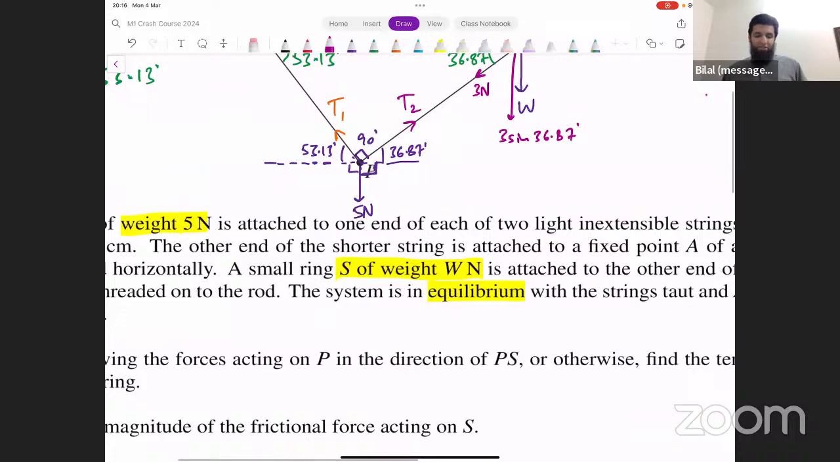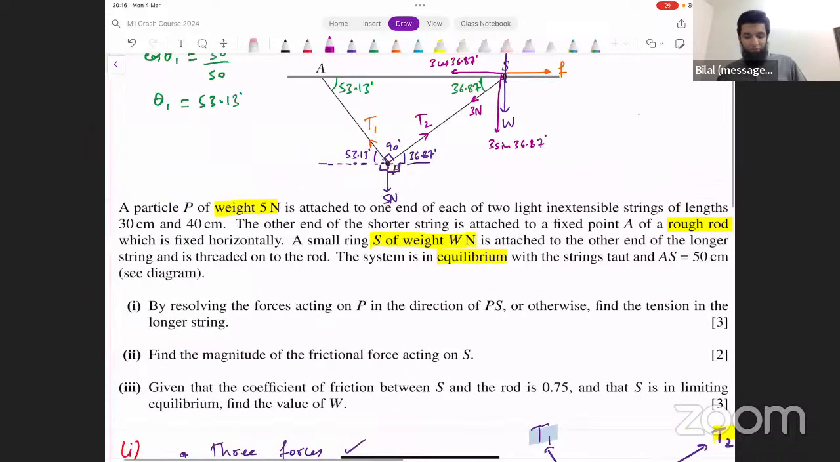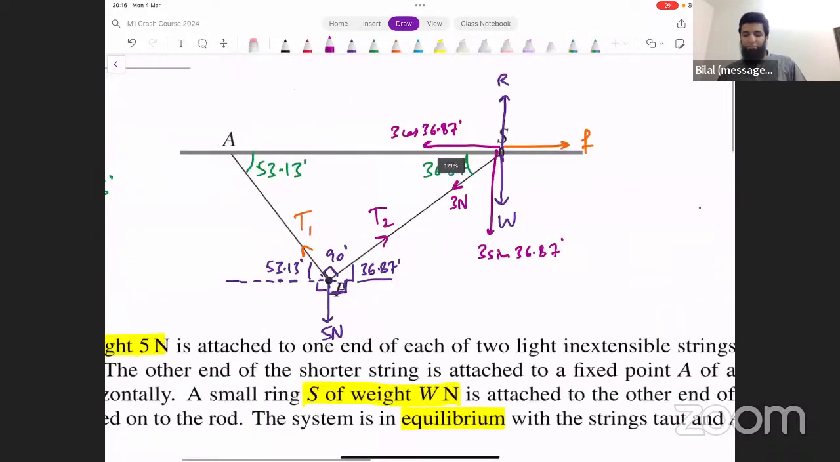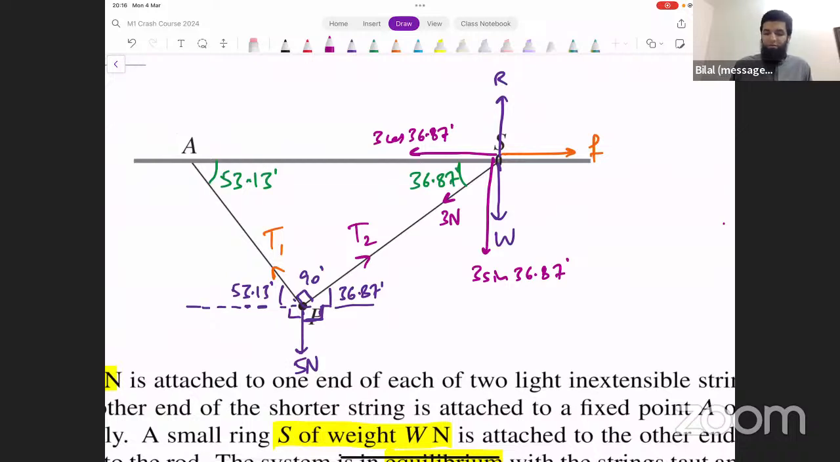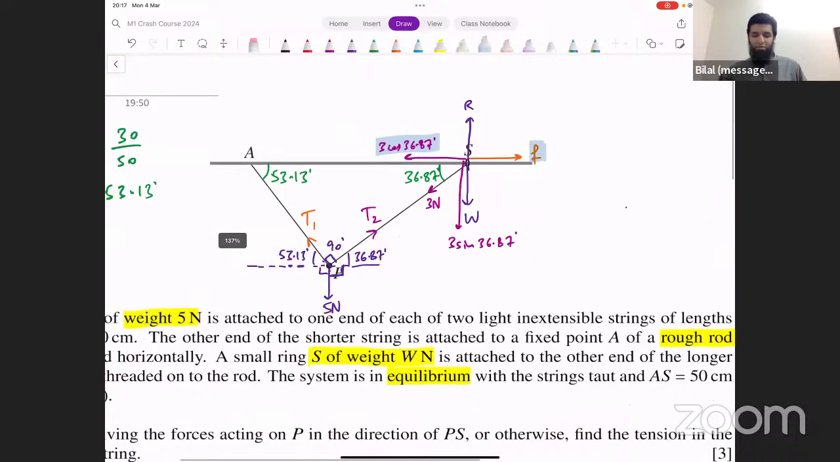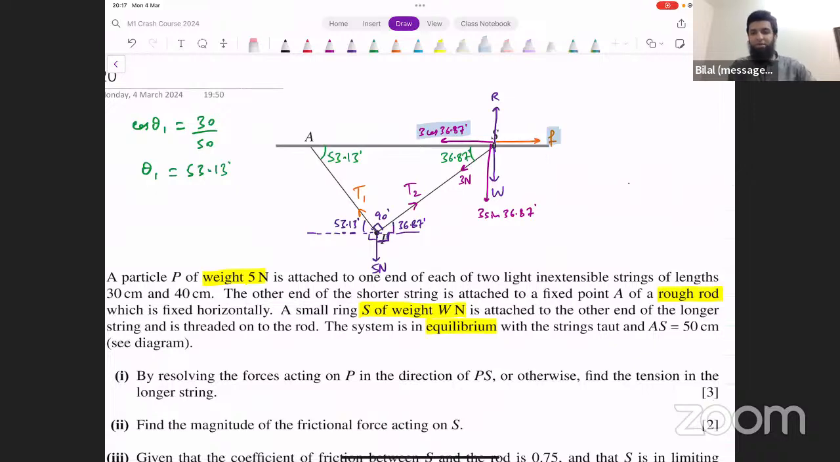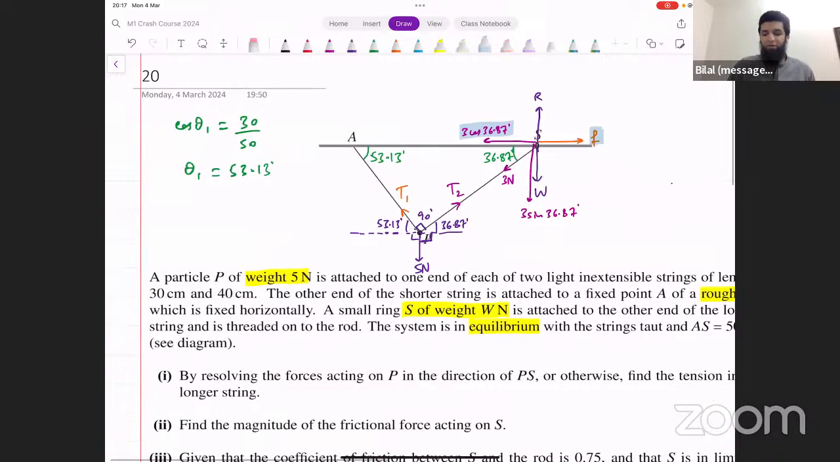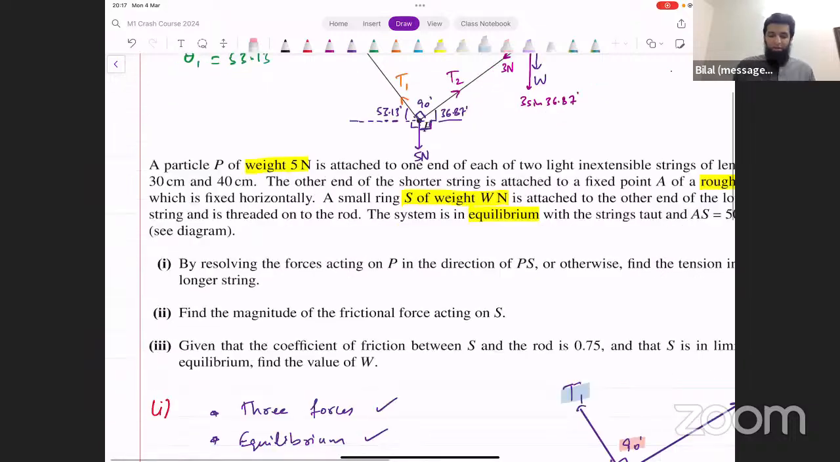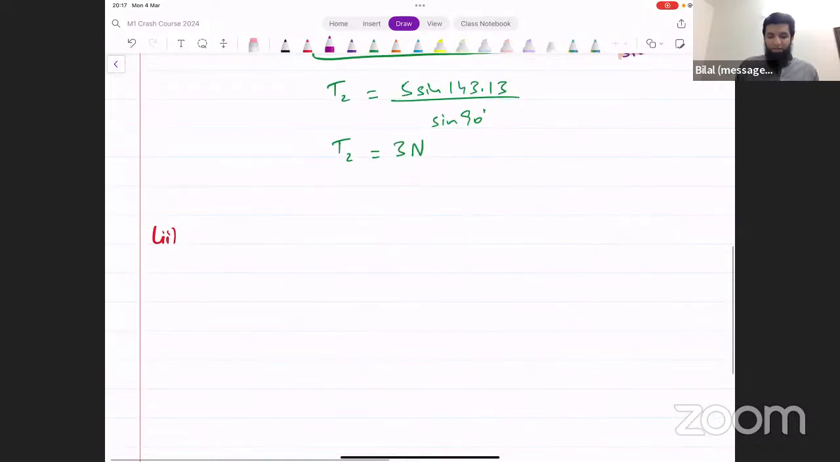Now the question says, find the magnitude of the frictional force acting on S. So we have F acting towards the right side, and 3 cos 36.87 acting towards the left side. Since the ring is also in equilibrium, we can just equate these forces. The force acting towards the left side should be equal to the force acting towards the right side, and that should give us the result.